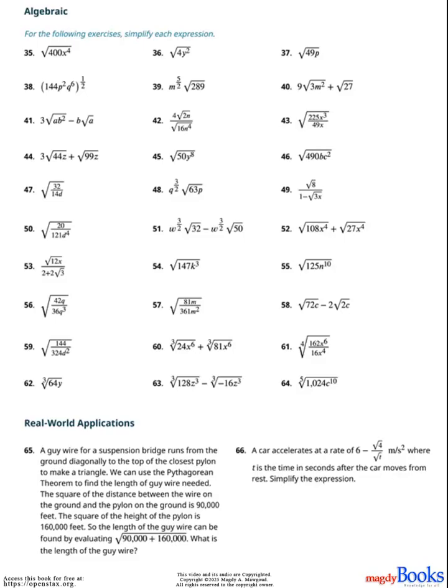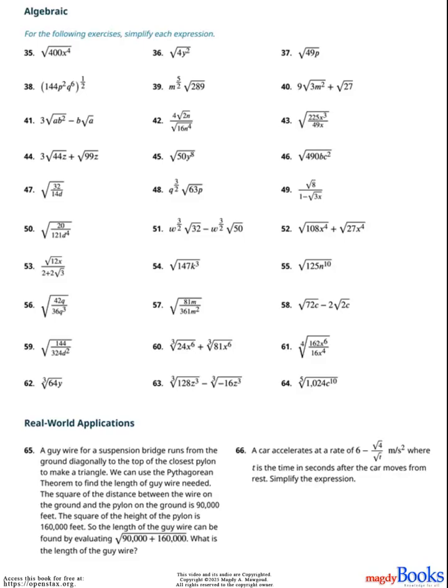54. Square root of 147k to the power of 3. 55. Square root of 125n to the power of 10. 56. Square root of 42q over 36q cubed. 57. Square root of 81m over 361m squared. 58. Square root of 72c minus 2 square root of 2c. 59. Square root of 144 over 324d squared.